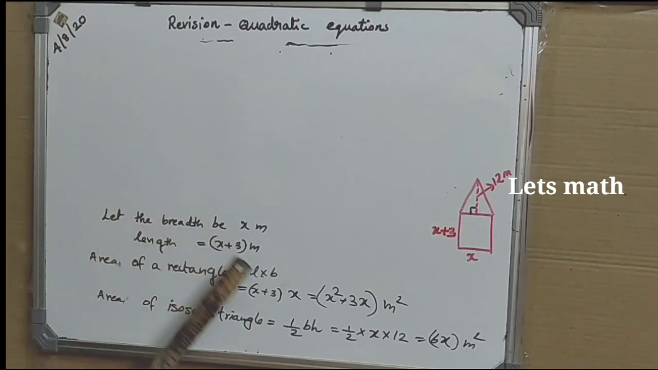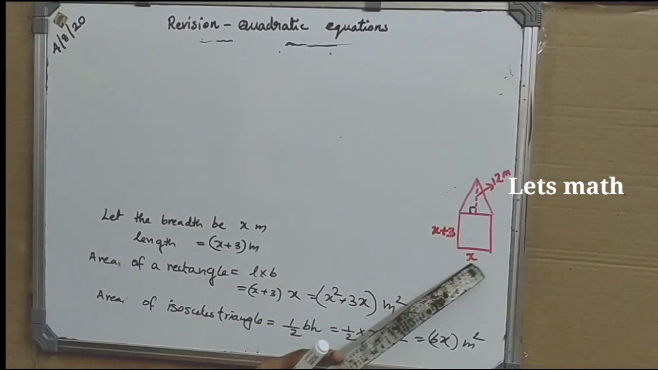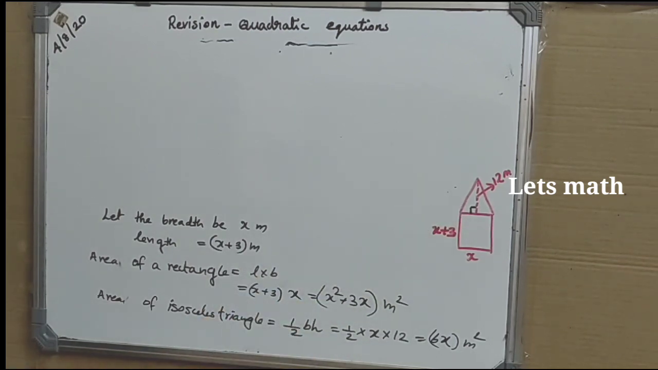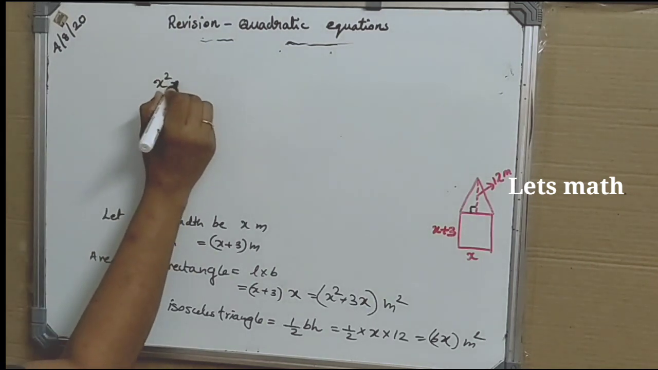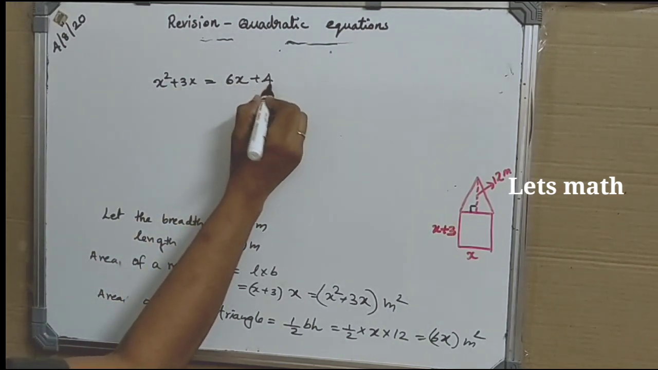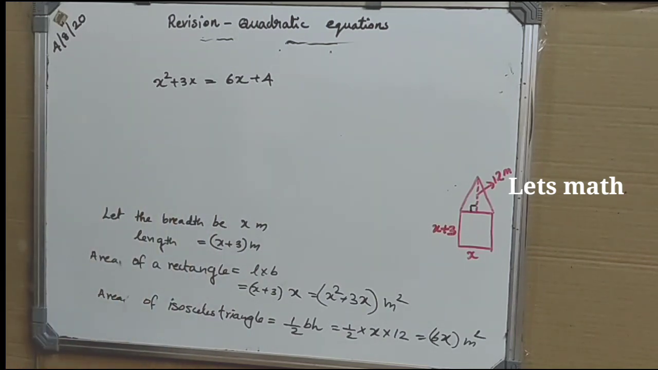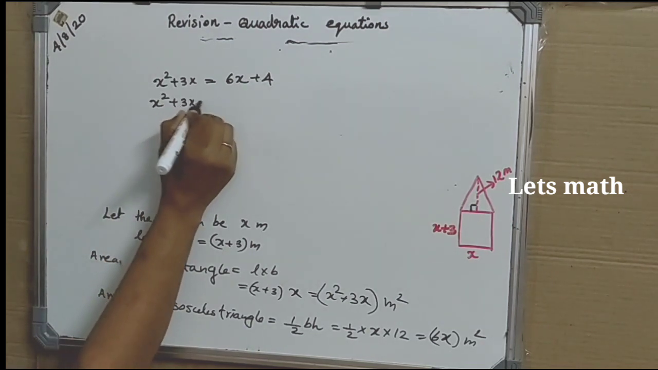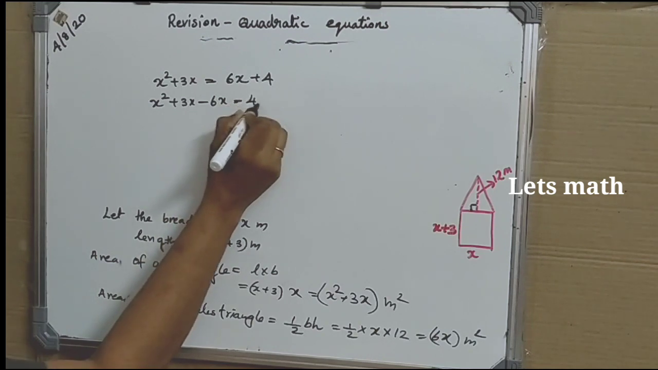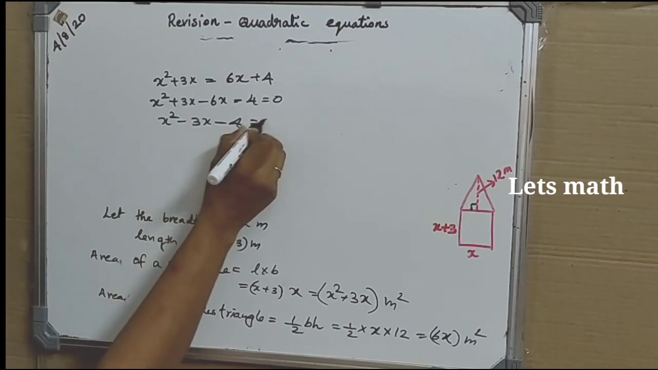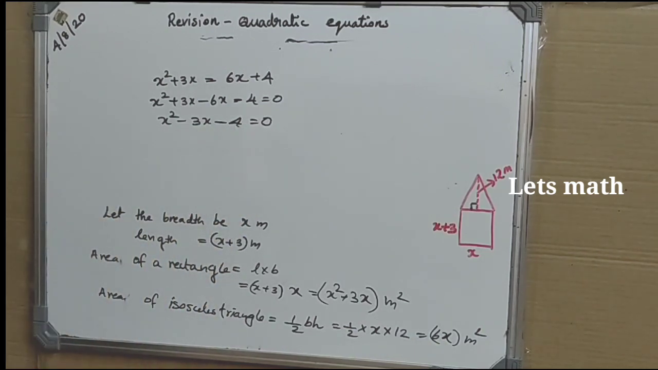Now as per the condition, it is given that the area of this rectangular park is 4 square meter more than the area of the isosceles triangle. So we can connect it. Area of the rectangular park, x square plus 3x, equal to area of the triangle plus 4. Okay, 4 meter square more than the area of the isosceles triangle. So let us rewrite the equation as x square minus 3x minus 4 equal to 0.